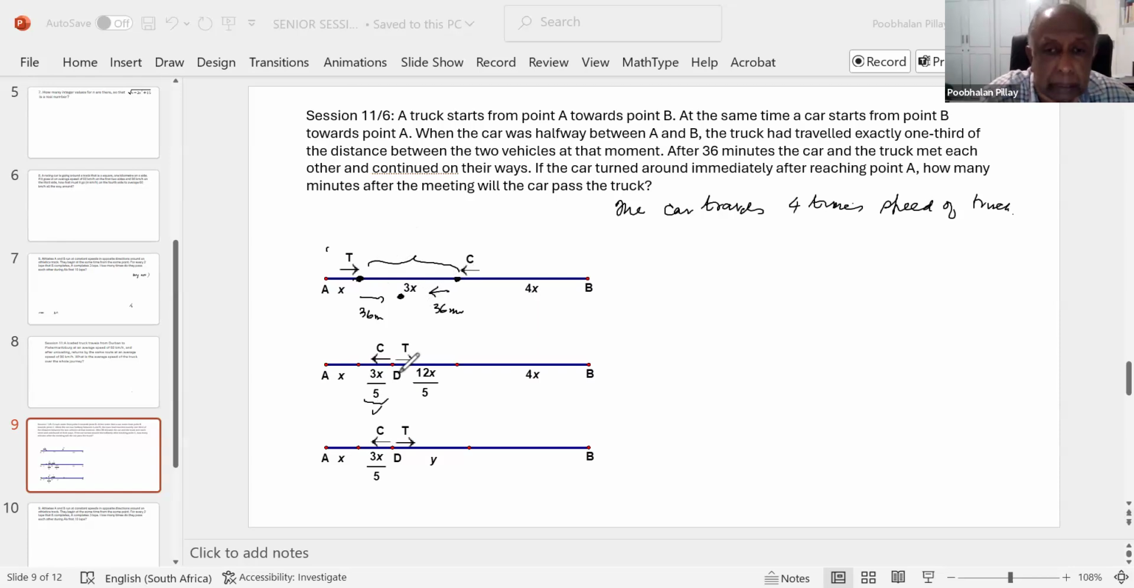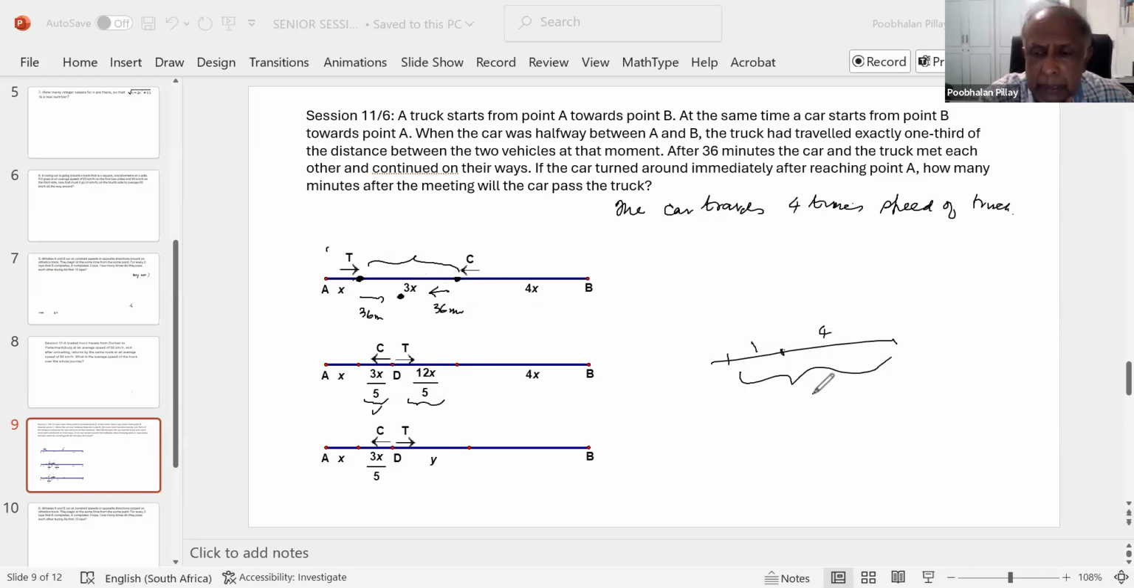And this is 4 times the speed of the truck. The distance the truck traveled is 3x/5, but the car would have traveled 4 times that. So you can see that's 12x/5. And if you add the 2, you'll get 15x/5, which is 3x. And that's exactly what we want. We're dividing 3x in the ratio 1:4.